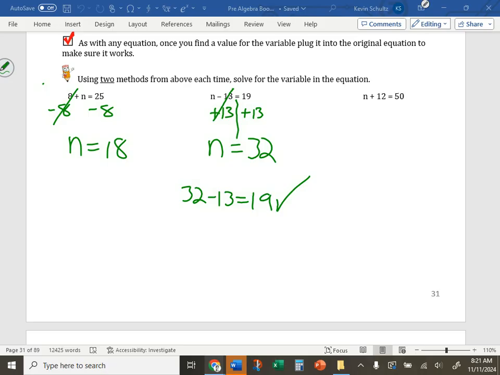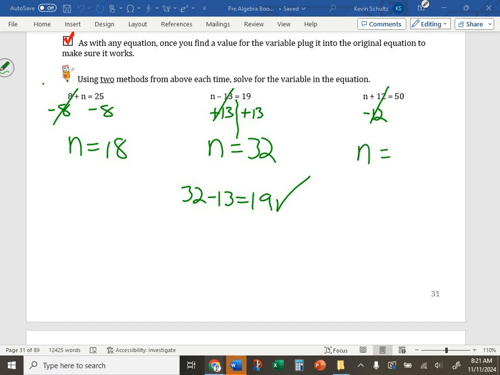So we subtract 12. N plus 12 equals 50. The opposite of adding 12 is subtracting 12. The opposite of a positive 12 is a negative 12. Either way you look at it, 12 minus 12 equals 0.